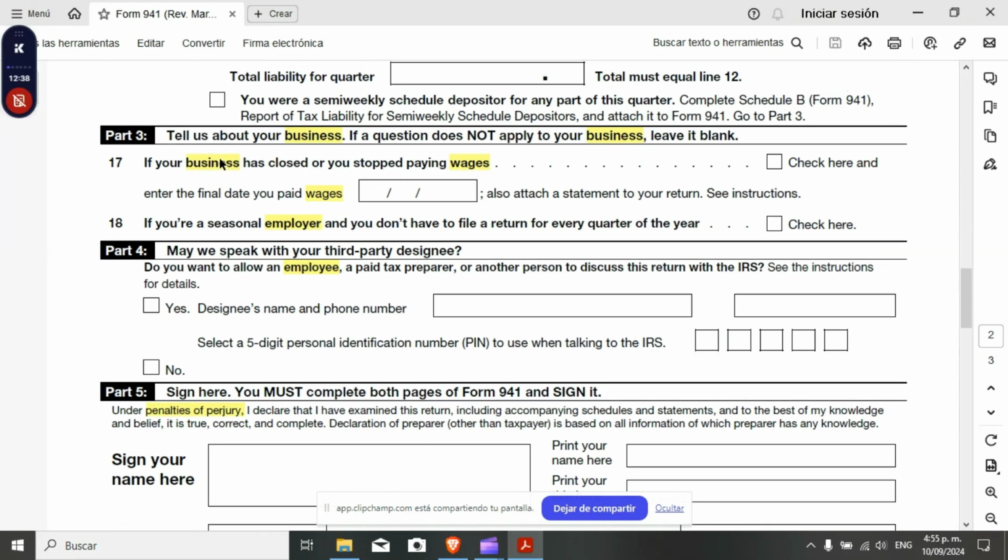So moving forward. Part three, tell us about your business. If a question does not apply to your business, leave it blank. Again, business, according to the tax code, means the performance of a public function, right? Or blank. So this all stays blank.